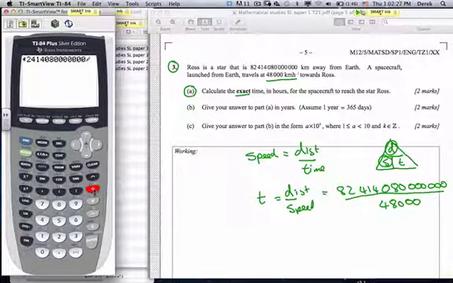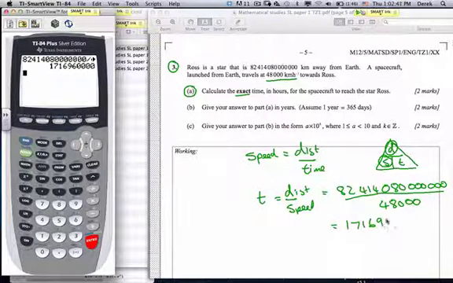So I've got this in my calculator, so this is what I'm going to do. I'm going to divide that number by 48,000. And I get this number over here. So this is my answer, 17169,60000. And it's important to put hours in there.